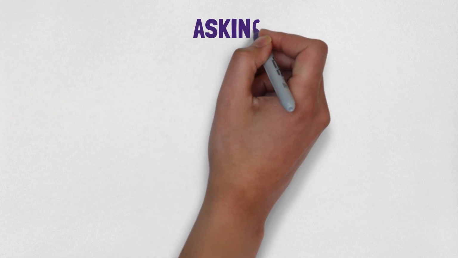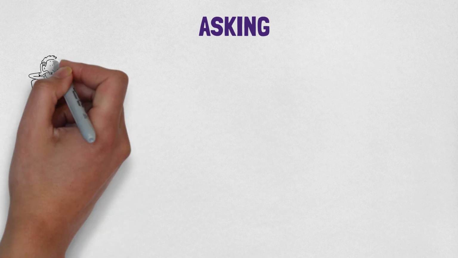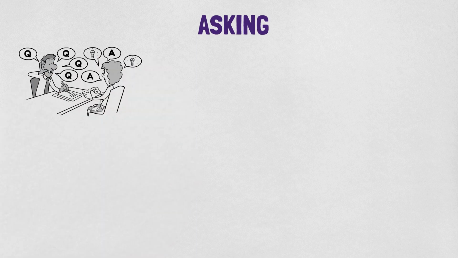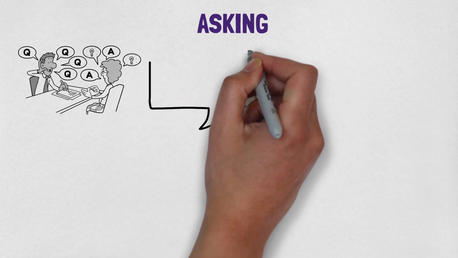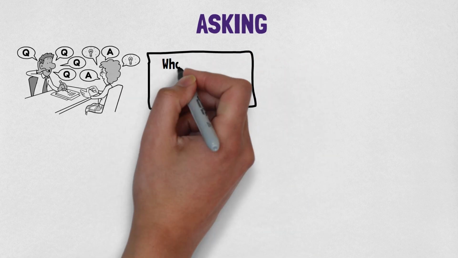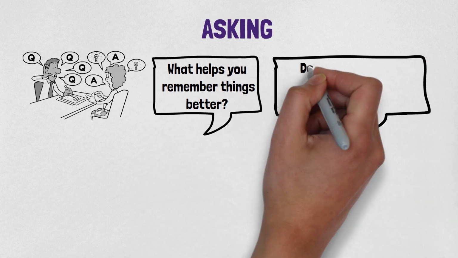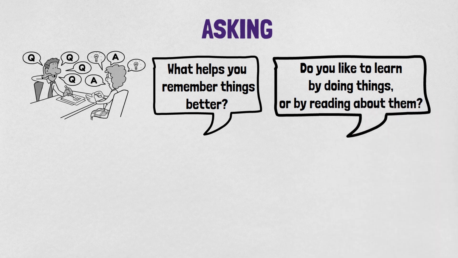Asking. Another way to determine your child's learning styles is to ask them questions directly. Encourage your child to reflect on their learning preferences by asking questions such as, what helps you remember things better? Or do you like to learn by doing things or by reading about them?